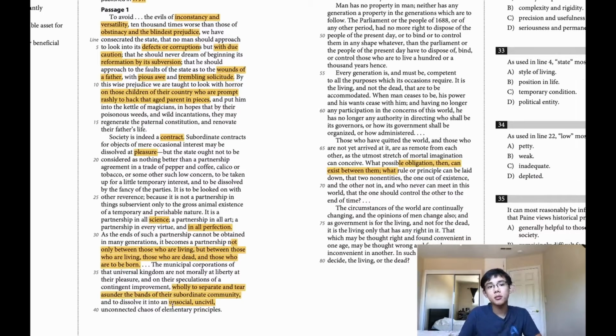So as a summary of passage 1, the author really sees society as it is, government as it is, as a contract that transcends time, a contract that shouldn't be changed very quickly.